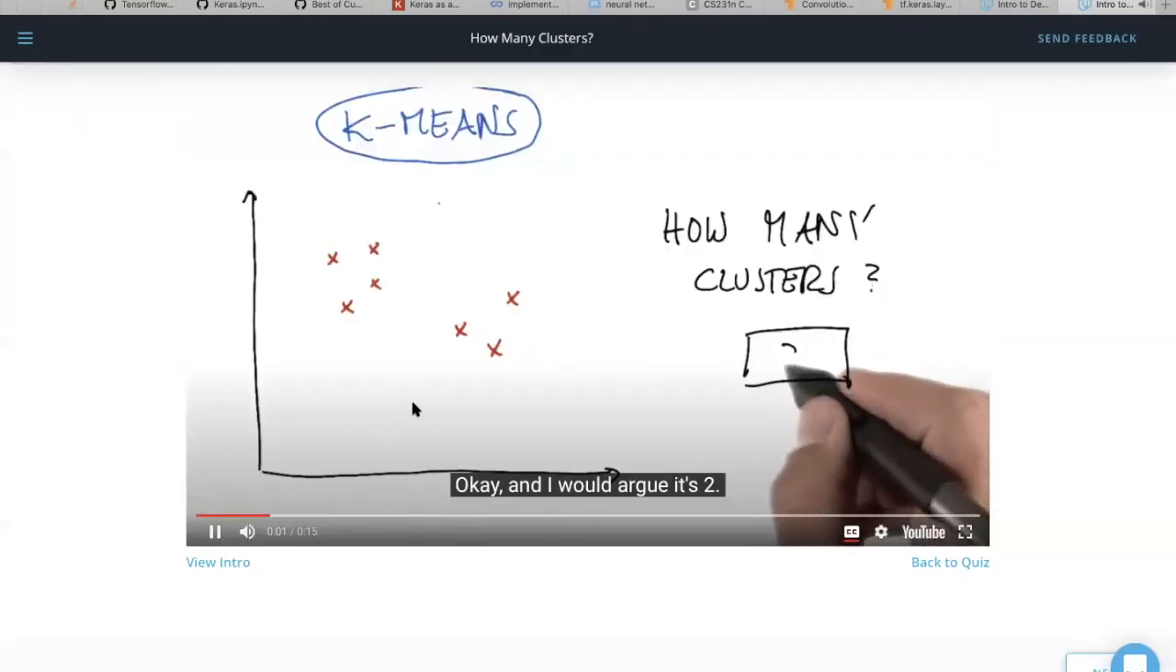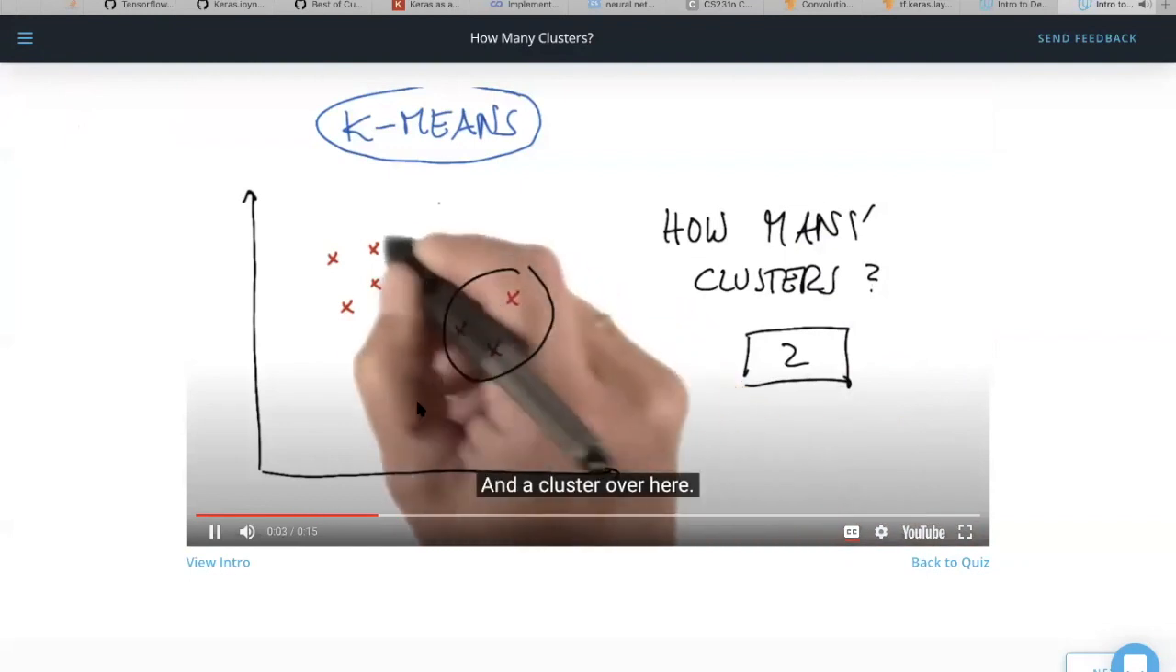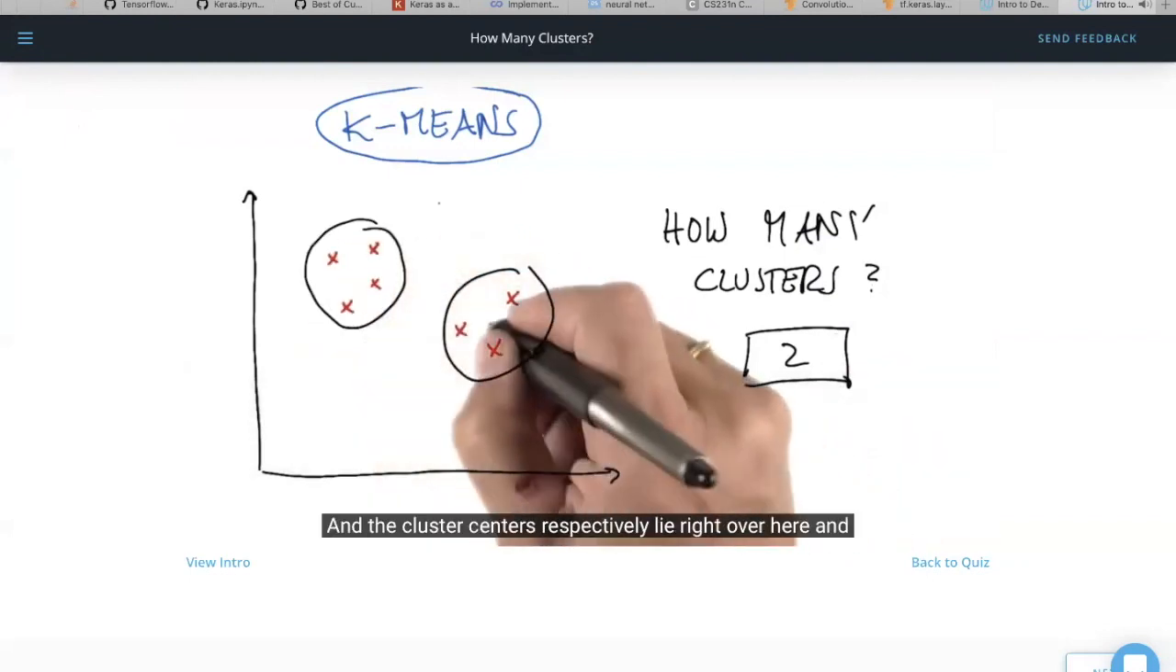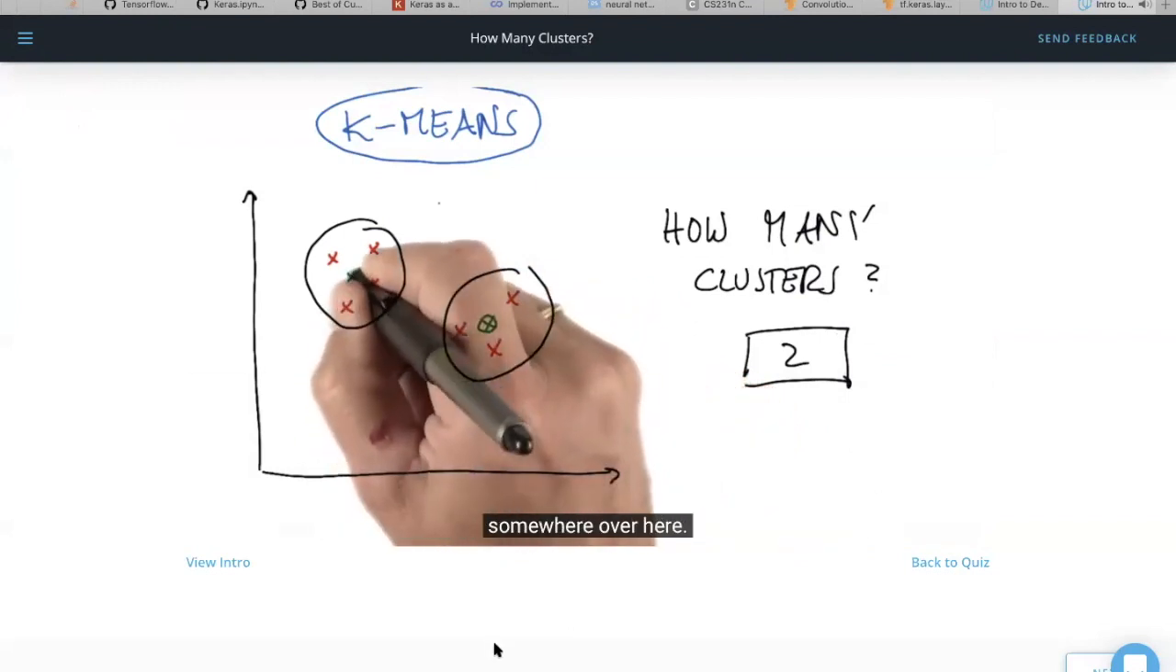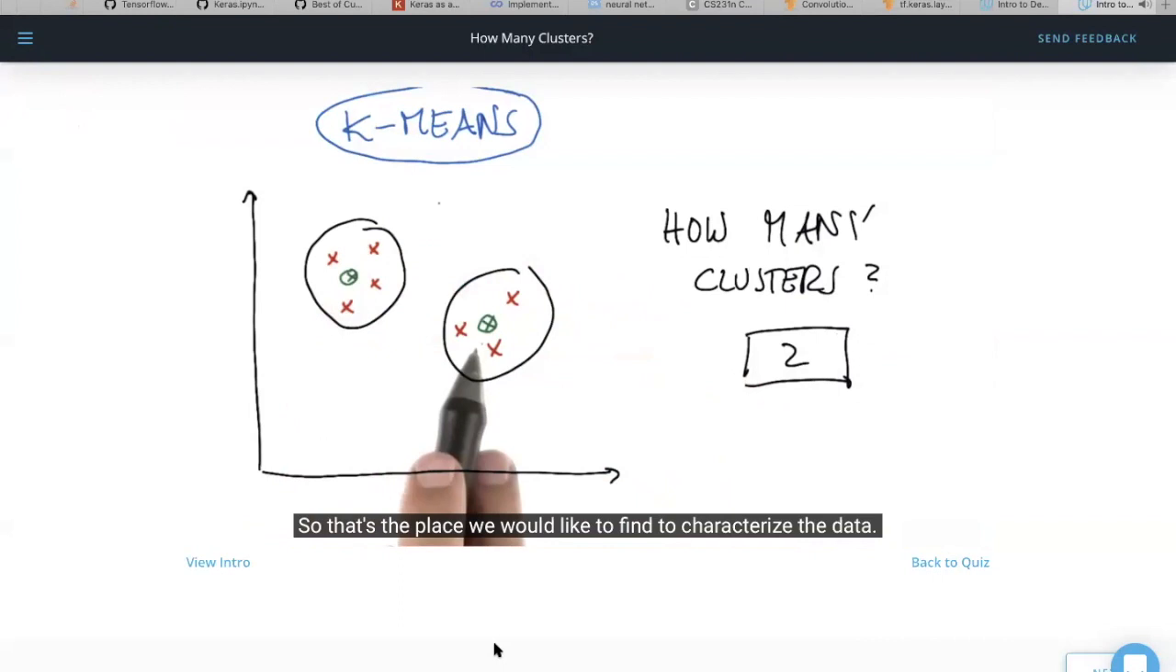And I would argue it's 2. There's a cluster over here and a cluster over here. And the cluster centers, respectively, lie right over here and somewhere over here. So that's the place we would like to find to characterize the data.